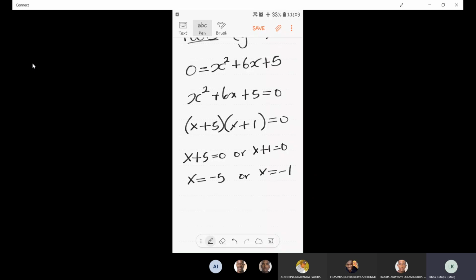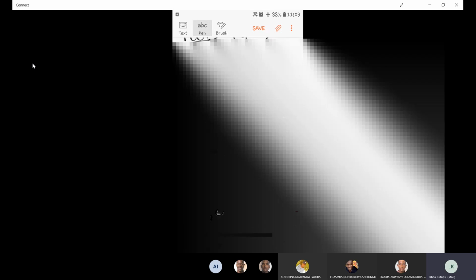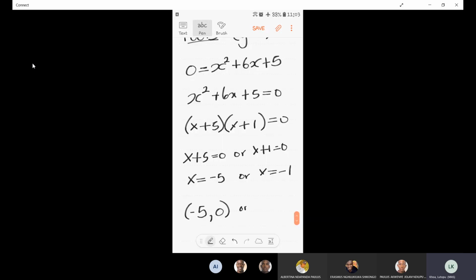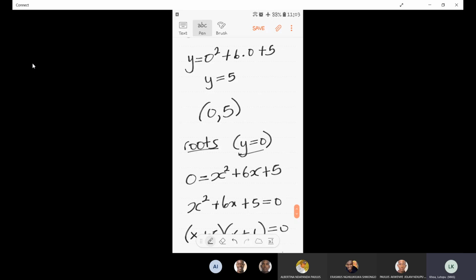So then you write this down as coordinates. So we have minus 5, comma 0 or minus 1, comma 0. So y over here is 0 because that's what we said at the beginning. The y coordinate is equal to 0. So now I have my shape, I have my minimum turning point. I have my y-intercept, I have my x-intercept. The only thing left is my axis of symmetry.